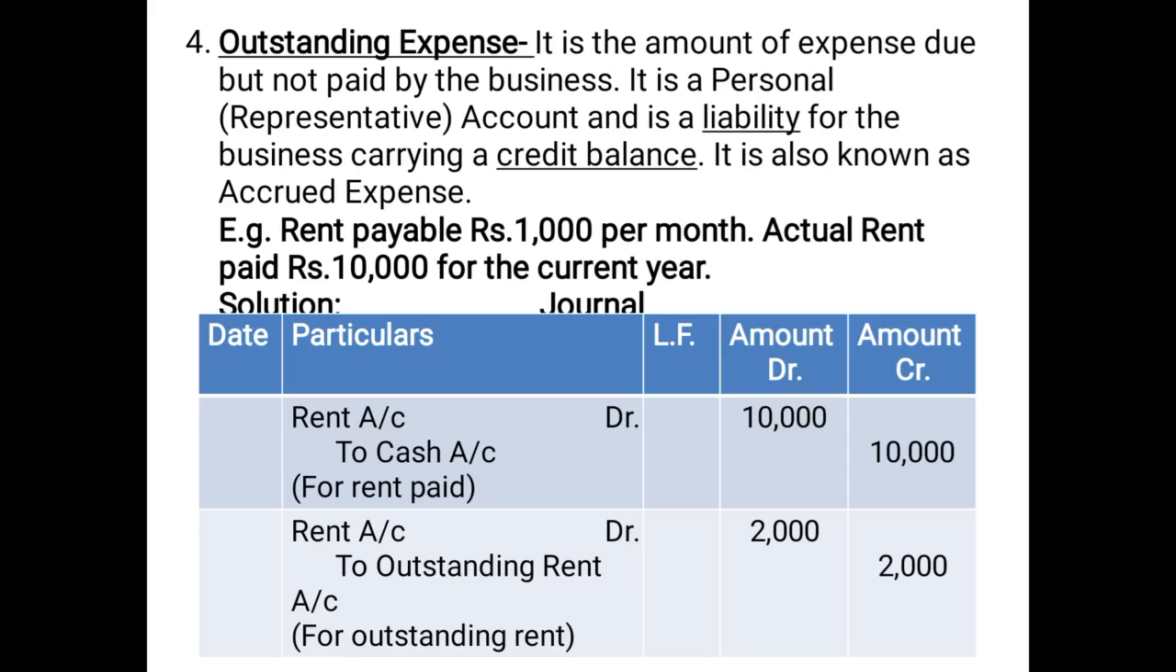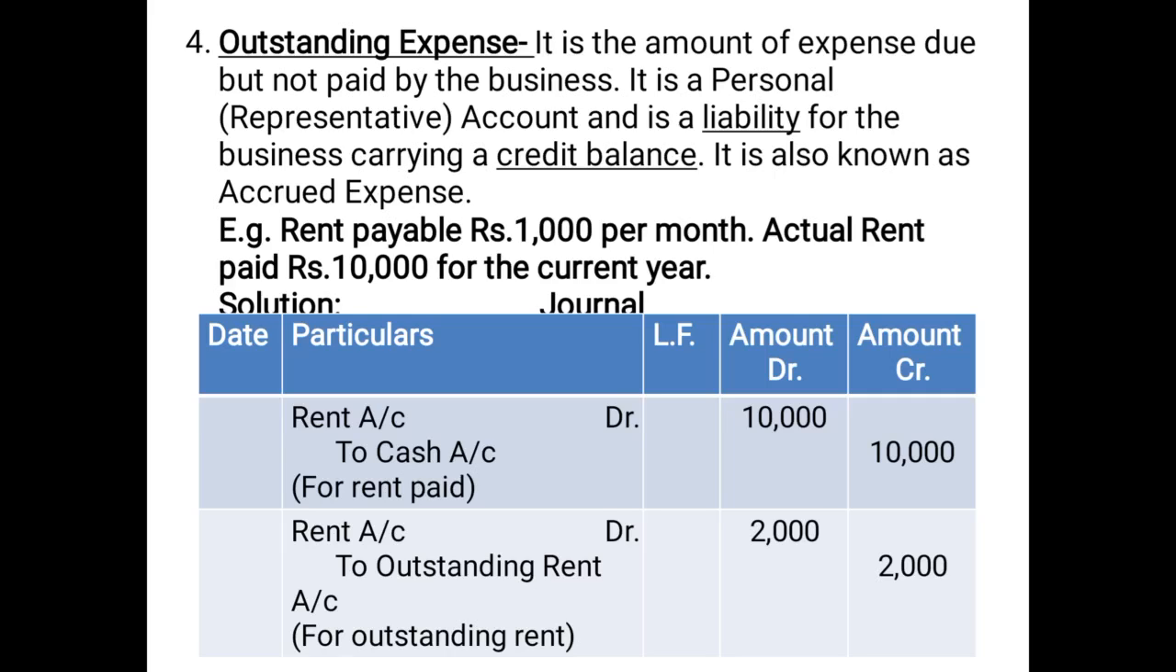So as you can read here, it is the amount of expense due but not paid by the business. It is a personal representative account and is a liability for the business carrying a credit balance. It is also known as accrued expenses. That means outstanding expense is also known as accrued expense. Let us discuss an example to make it more clear.